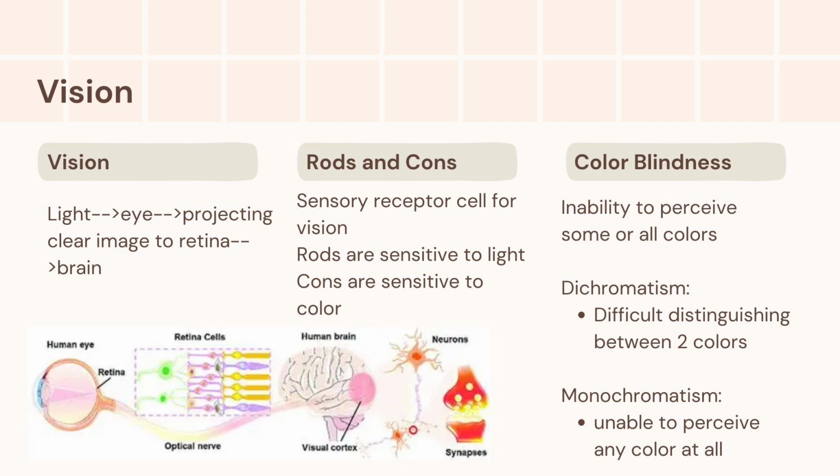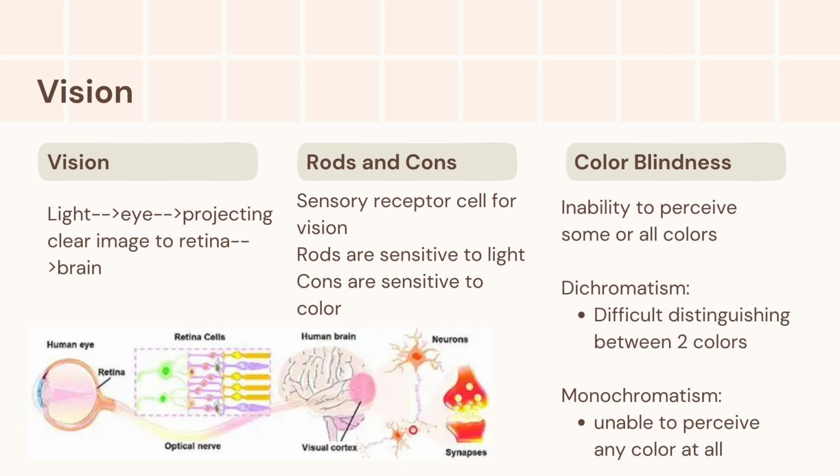So rods and cones are not the sensory receptors for hearing or touching, something else. They have different sensory receptors, so please do not mix them. Rods are sensitive to light and can help us see at nighttime. The cones respond to color, and they can help us perceive a wide range of colors.